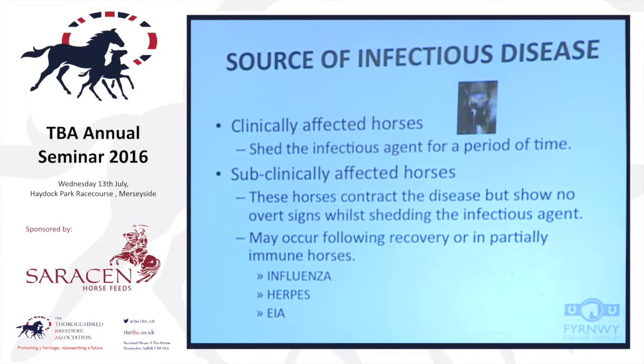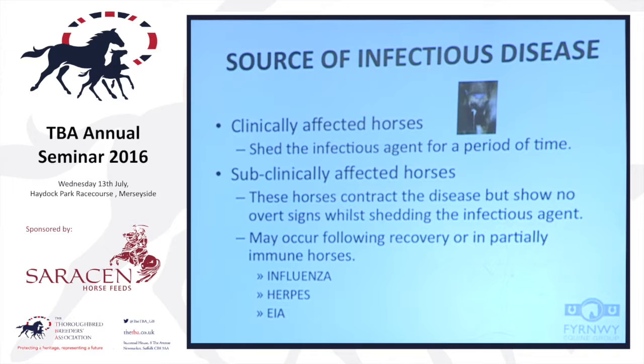So this is a very important concept as well: where does disease come from? So you've got your clinically affected horses. This is a horse that's ill, a horse with a fever, the one that stands in the corner of the room with a snotty nose and looks terrible. We all know that those horses are going to be spreading things around at that point, and then for a period of time afterwards. Be that a few days, or with things like herpes, they can shed it for up to about 21 days after they begin to look better. So you have to bear that in mind.